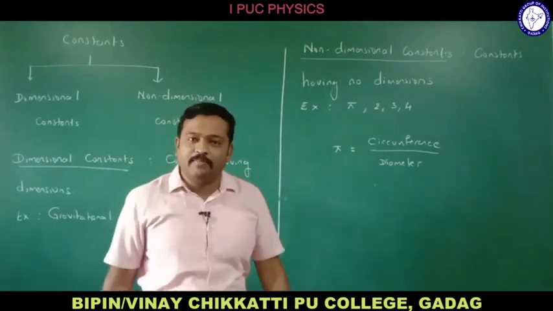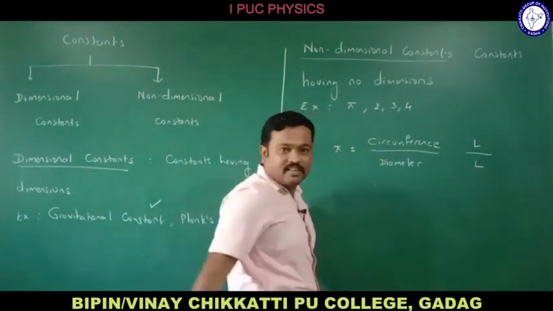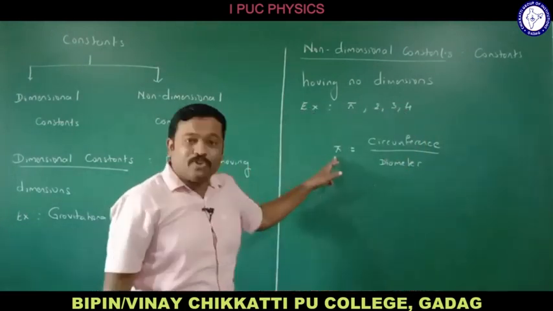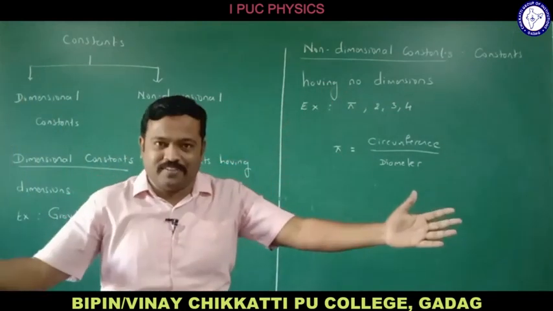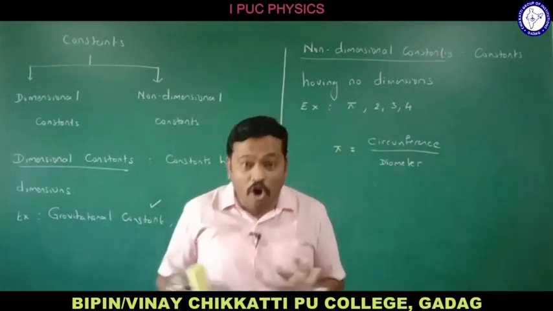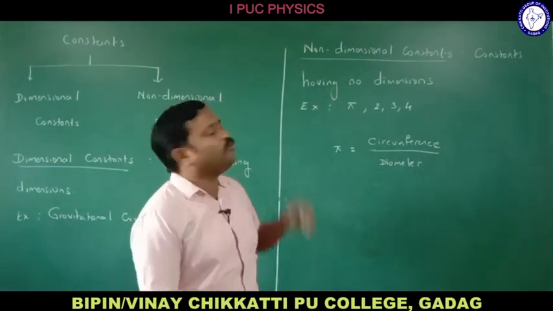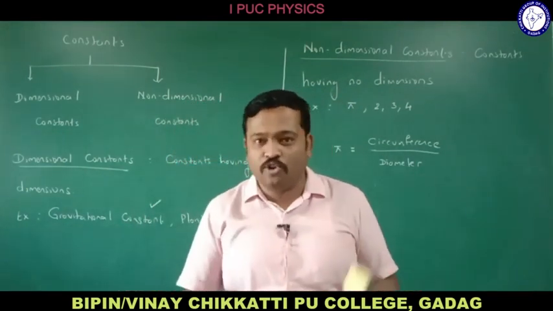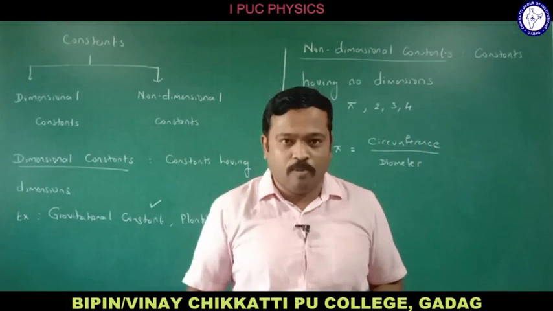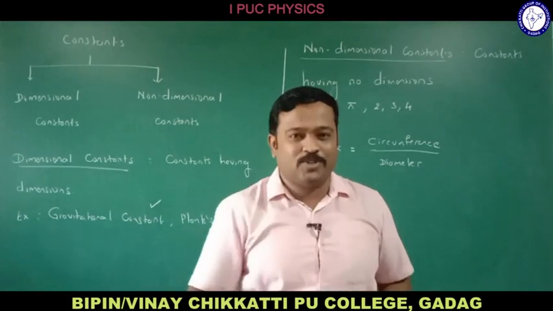Okay, calculate its dimension. Circumference is nothing but length, and diameter is also length. Again, they get cancelled, giving L raised to 0, which has no dimension. So pi is a constant which has a value but does not have any dimension. As it does not have any dimension, it comes under non-dimensional constants, and I already told you all numbers do not have any dimensions, so they come under non-dimensional constants. So constants are of two types, dimensional and non-dimensional. So this was all about dimensional analysis, and this is the end of the chapter, units and measurements. Thank you.